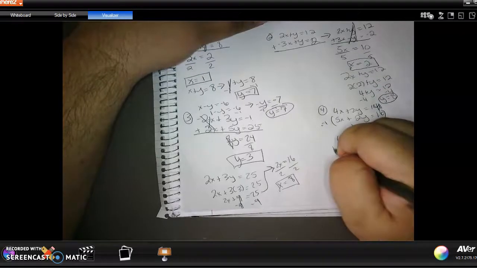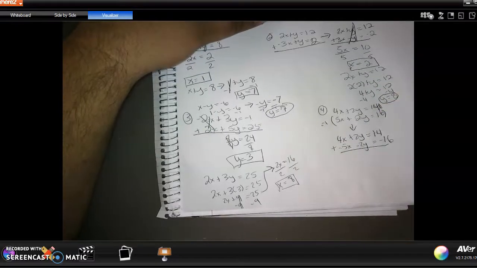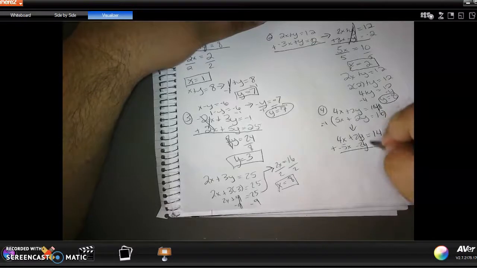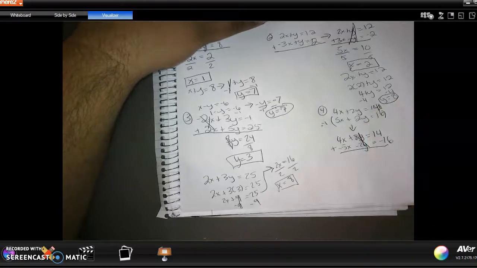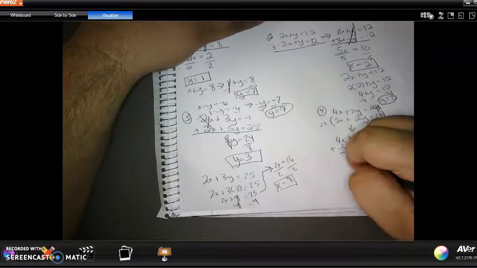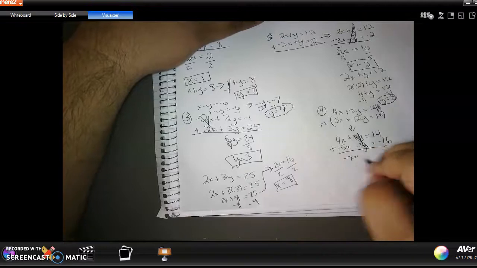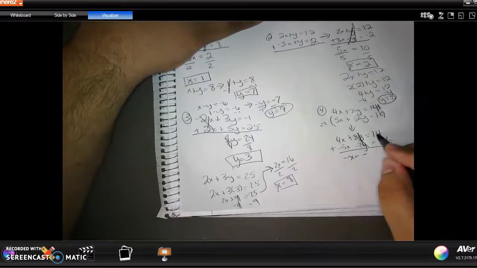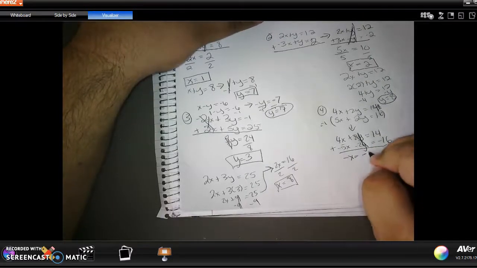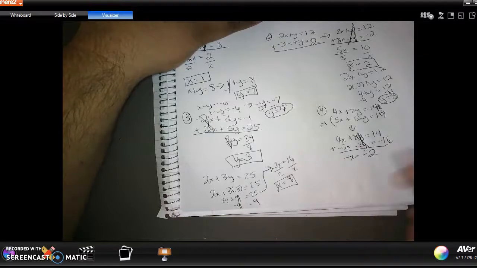Now, same thing, add them. Well, 2y plus negative 2y, that cancels out. That's eliminated. It's gone. Alright? 4x plus negative 5x, that's going to be negative x equals 14 minus 16. Alright, 14 minus 16, negative 16 is the larger number, so our answer has to be negative. And 14 minus 16 is negative 2. Well, look at that. That's a negative x.